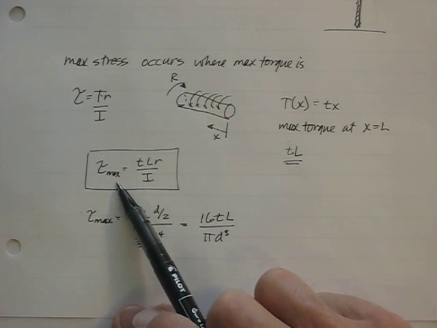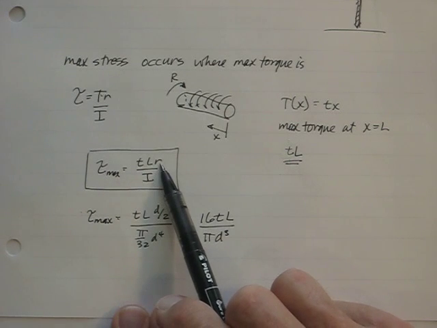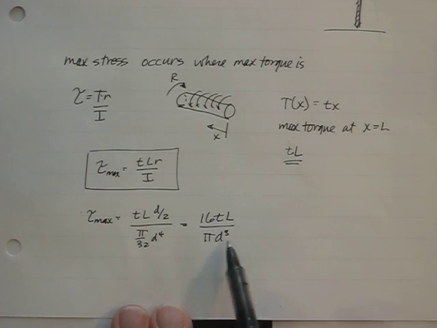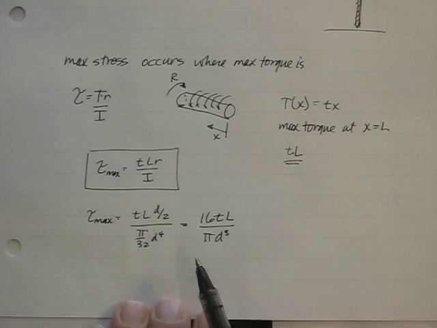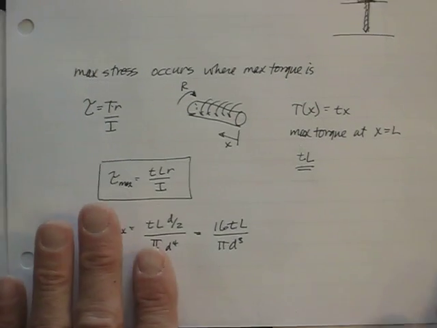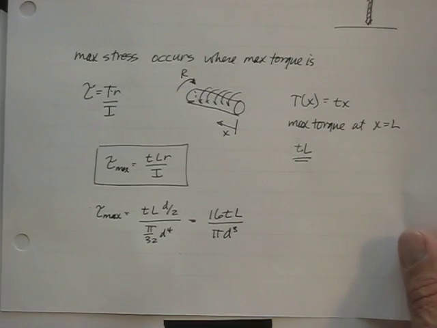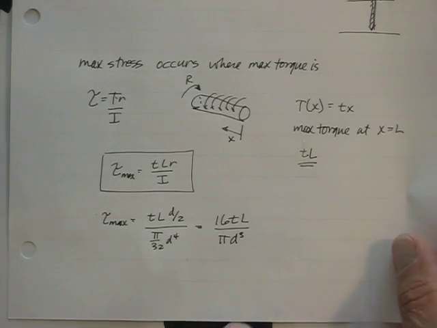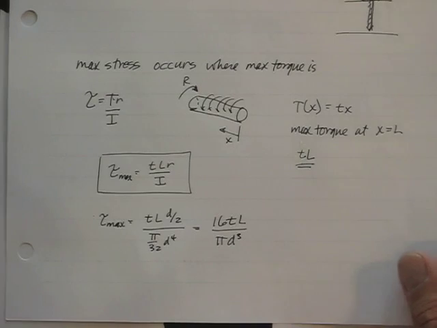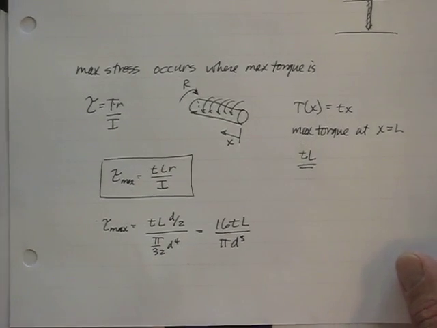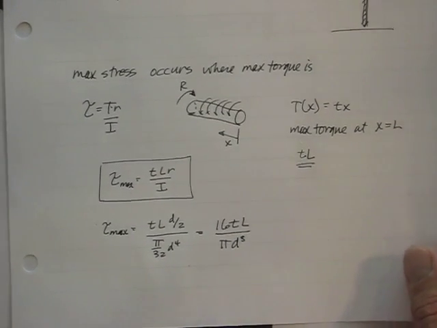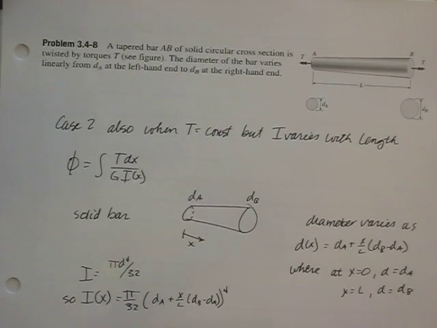And I can plug that into my tau max equation. Again, R is diameter over 2. Plug that in there and I get 16 TL over pi d cubed. Okay, that's where we have varying torque. I think that's probably as far as we're going to go. I don't think we're going to have any problems where we have a different kind of torque distribution, at least not yet.